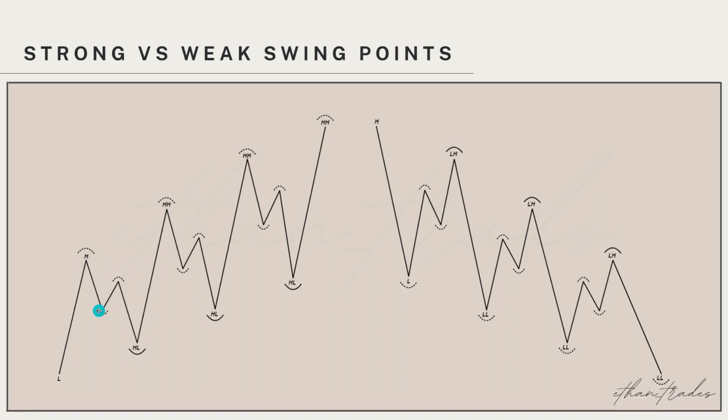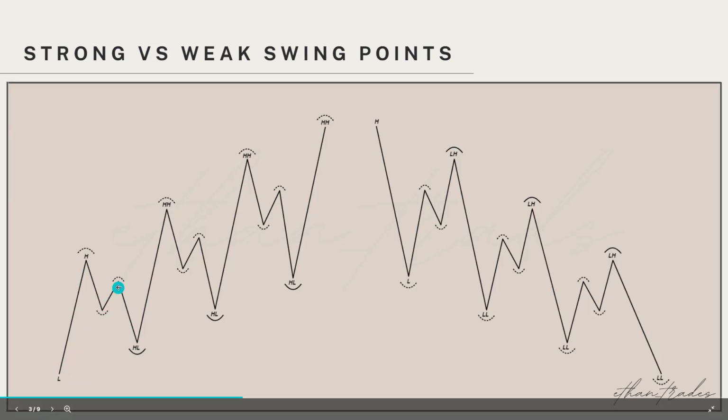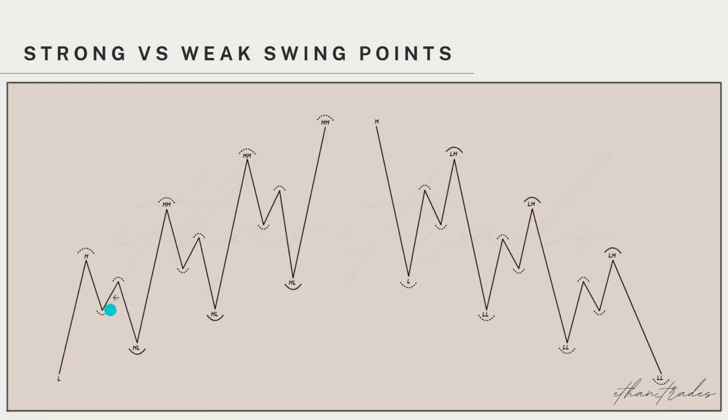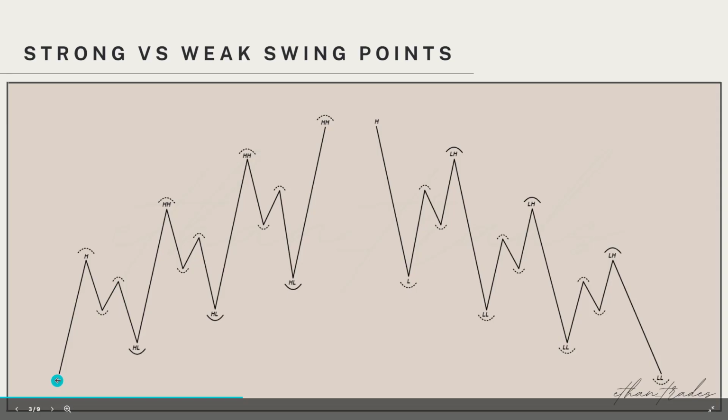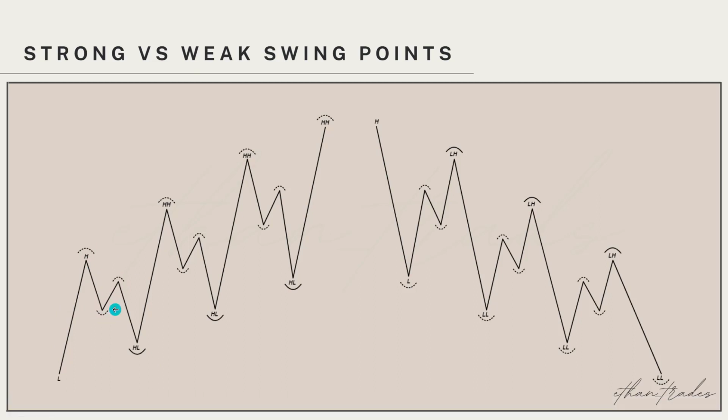Price trades down, creates this low, which is a higher low, creates a lower high. These are going to be weak swing points because none of these swing points create any price action of significance, right? So you can see here, this low fails to take out this previous high, and then this high fails to take out this previous low. So the range extremes are still intact. We're not really paying attention to these highs and lows as anything significant.